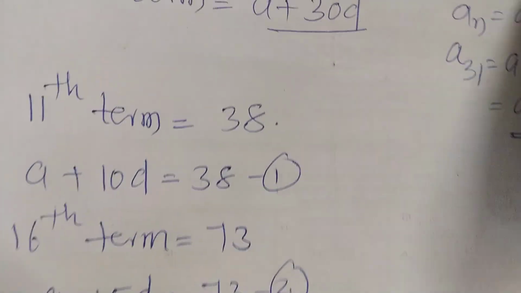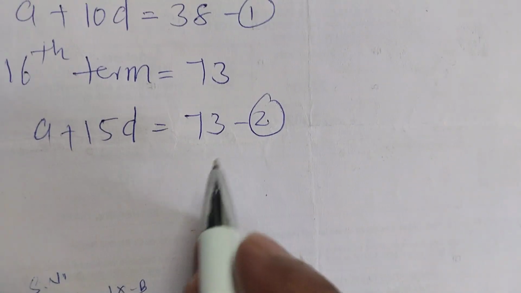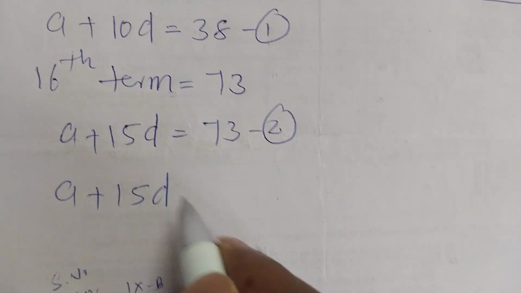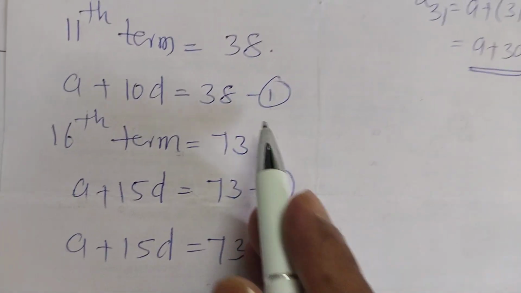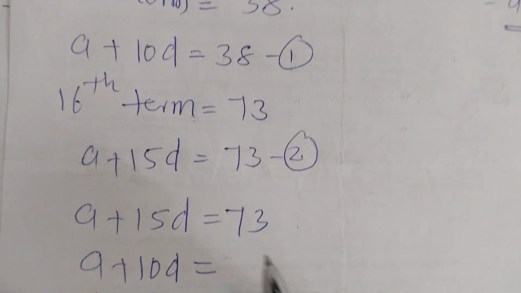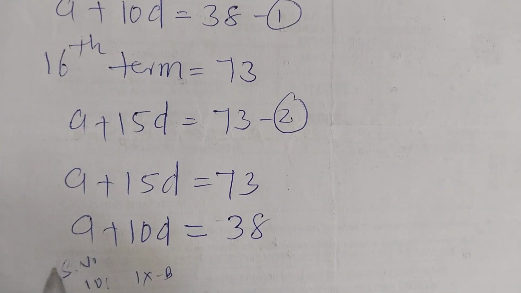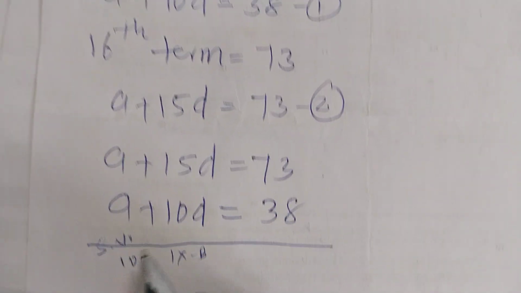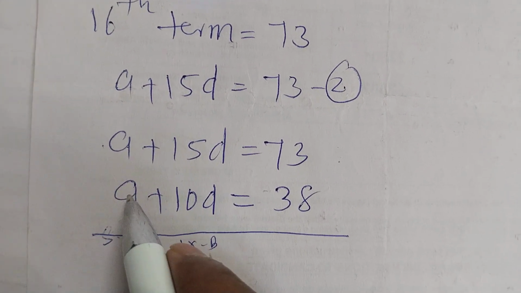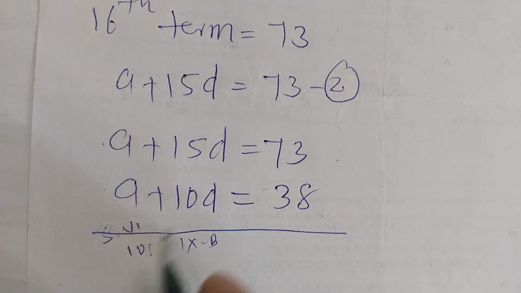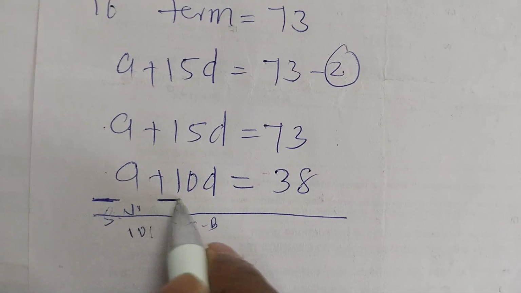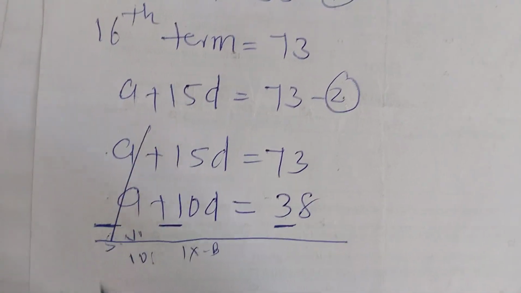We have to solve these two equations. Let me take the second equation first: A plus 15D is equal to 73. Now the first equation, A plus 10D is equal to 38. Let me solve these equations by the elimination method. What is the coefficient of A? 1. Here also the coefficient of A is 1. I want to solve for A, so I am going to change the signs. Minus, here also minus, here also minus. These two terms will get cancelled.